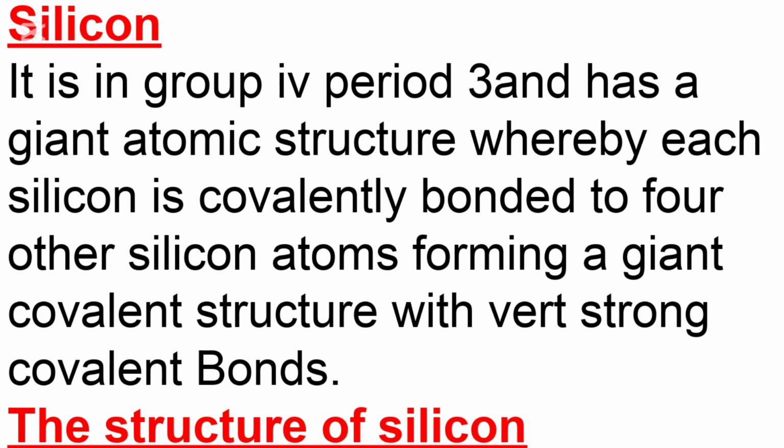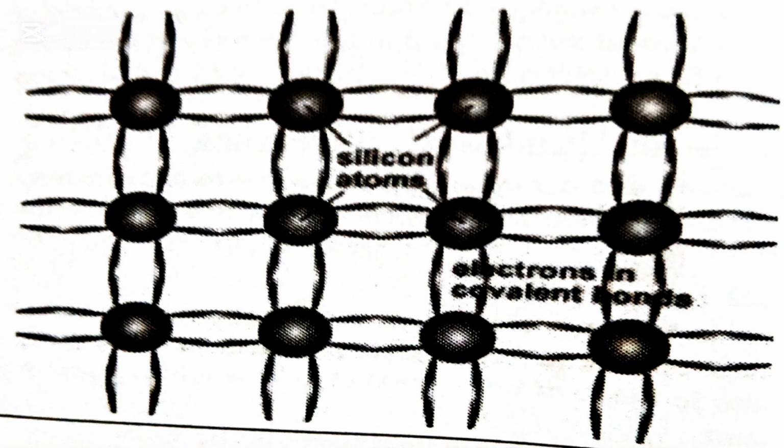Silicon is another structure which is giant atomic. It is in group 4, period 3, and has a giant atomic structure whereby each silicon is covalently bonded to 4 other silicon atoms, forming a giant covalent structure with very strong covalent bonds. So the structure of silicon is as shown. We have the silicon atoms joining each other to form a very big structure which is giant atomic.